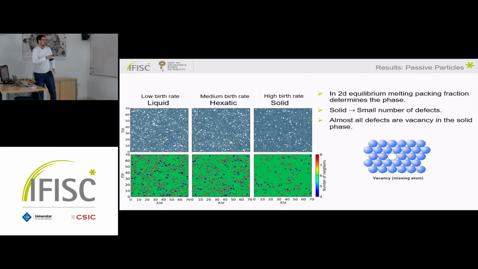It's related to the fact that in liquids there is a lot of space, and in a normal liquid there is a lot of space and the particles can move. In a solid, they are packed and they are rigid.